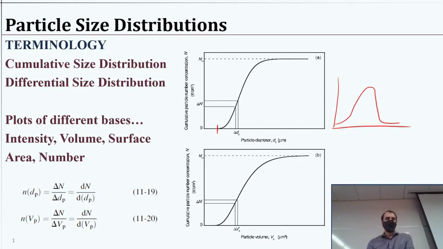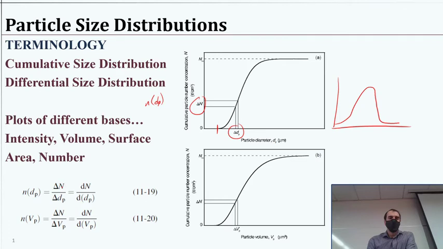So we could describe the particle size function as n of dp. This is the number as a function of the diameter. And that's going to be equal to the change in concentration per change in diameter. That's kind of obvious, right? If we're plotting a function, the n(dp), y equals how this changes divided by how this changes. So kind of y over x.